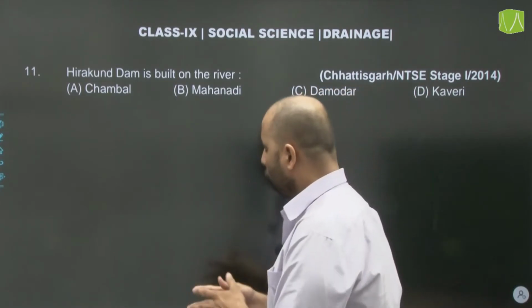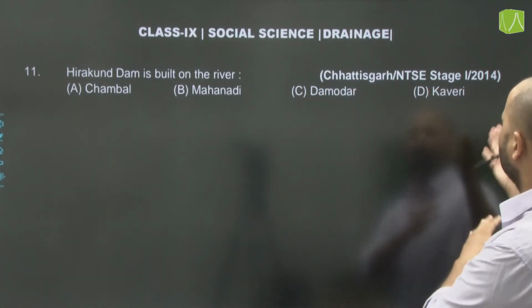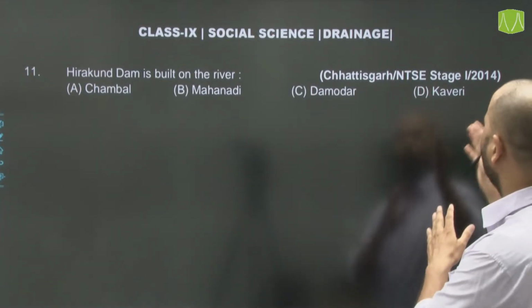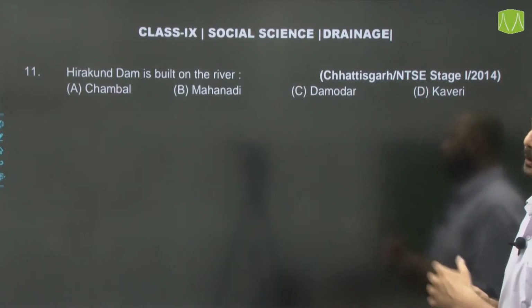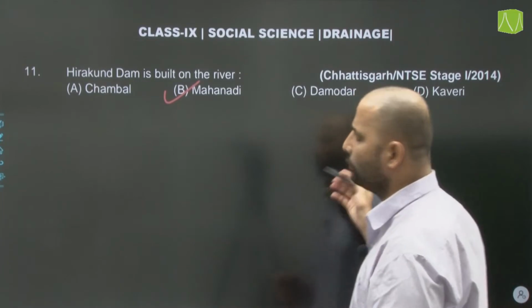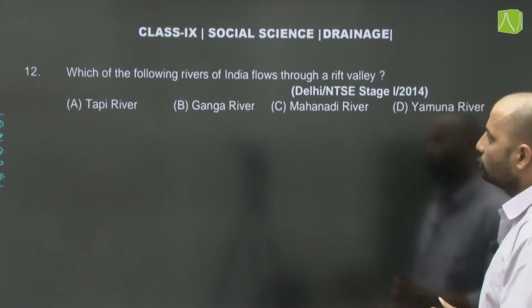Hirakud Dam is built on the river Chambal, Mahanadi, Damodar or Kaveri. This question was from Chhattisgarh NTSE Stage 1 2014. Now, Hirakud Dam is located on the river Mahanadi, that is option number B, in the state of Odisha. Okay. So, let us move on to our next question.